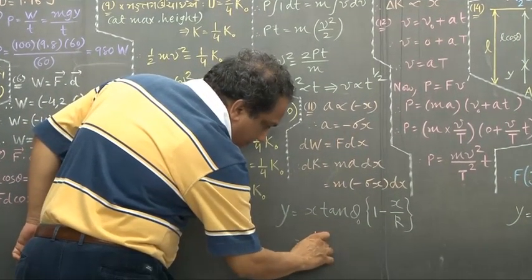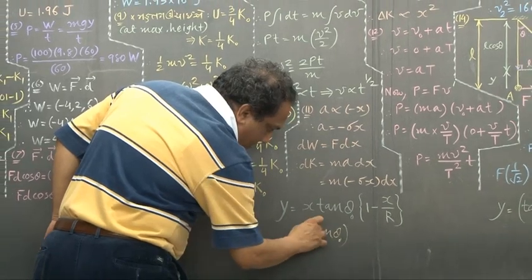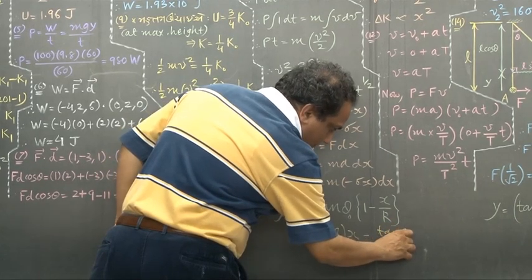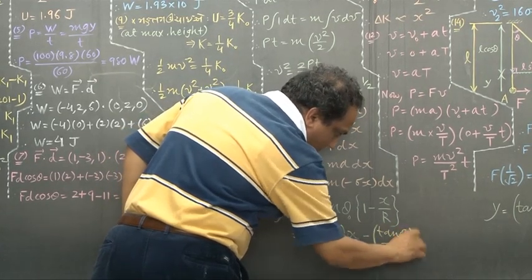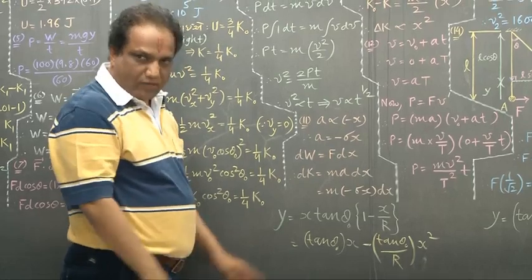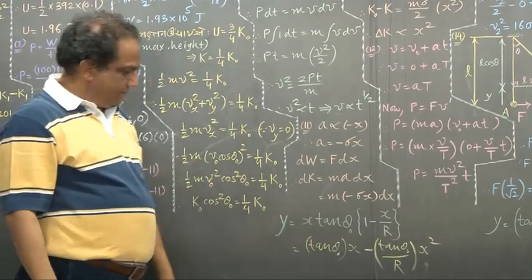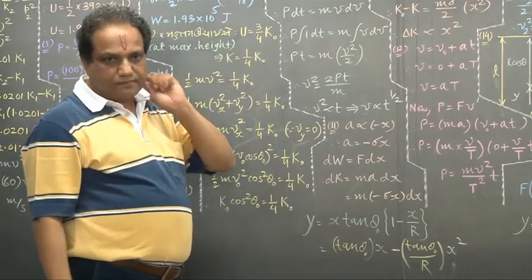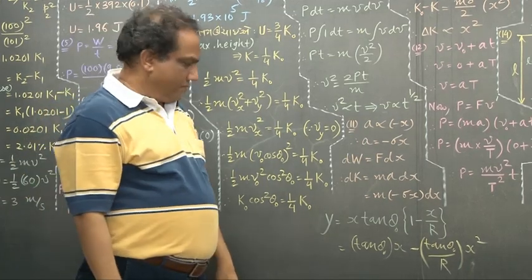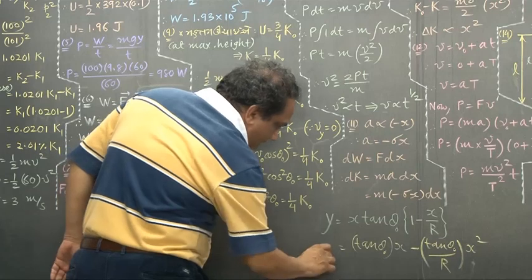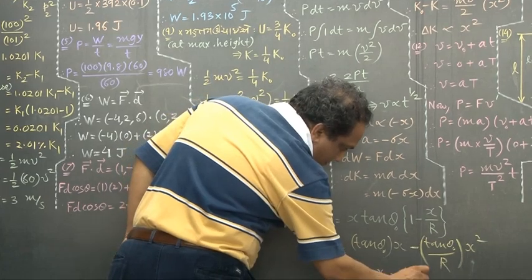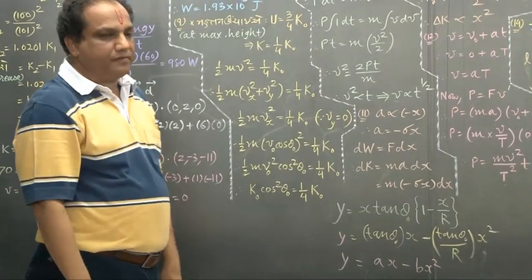Can I write it this way? Tan theta 0 into x minus tan theta 0 upon R into x square. Any problem? Can you write this equation like this? I'm going to write it: y equals to this much. And then match it with y equals a x minus b x square.